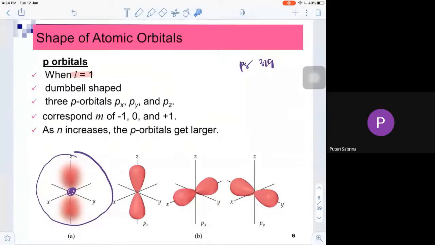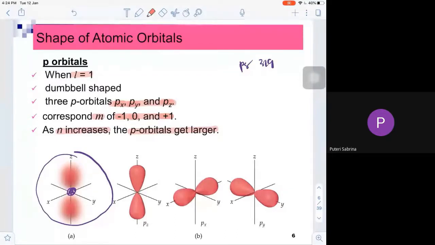These three orientations of the p orbital in space actually correspond to the m value, the third type of the quantum numbers. m equal to -1, 0 and +1 will lead to three orientations. Since we have three m values, we will have three orientations in space. It is the same as the s orbital just now: when n increases, the size of the orbital will get larger.